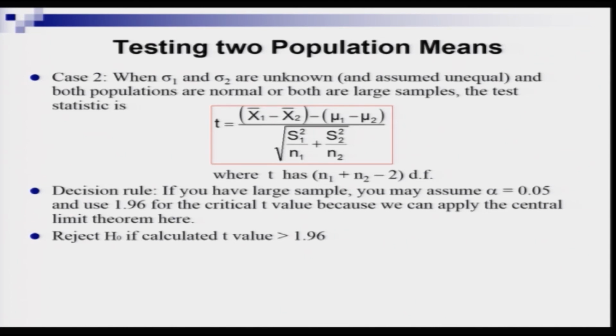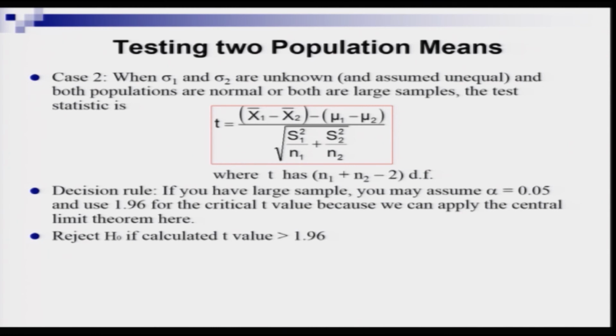Now we are going to look at case 2 of comparing population means. In case 2 we have sigma 1 and sigma 2 unknown, but let us assume that they are unequal and both the populations are normal, or at least both the samples are large samples. In this case the test statistic can be defined as T, and that is basically a very complicated expression, but note that it is not that difficult. The first component, x bar 1 minus x bar 2, gives you the difference in the sample means, and then you have to subtract the difference in mu 1 and mu 2.